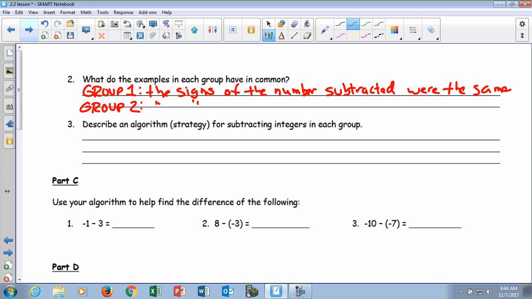So I can pretty much write the same thing here. The signs subtracted were different. Or if you write opposite, same thing. They were different. You subtracted in the first one a negative number from a positive number. In the second one, you subtracted a positive number from a negative number, and so on. So we want to come up with some kind of a strategy, an algorithm for what this is, all right?